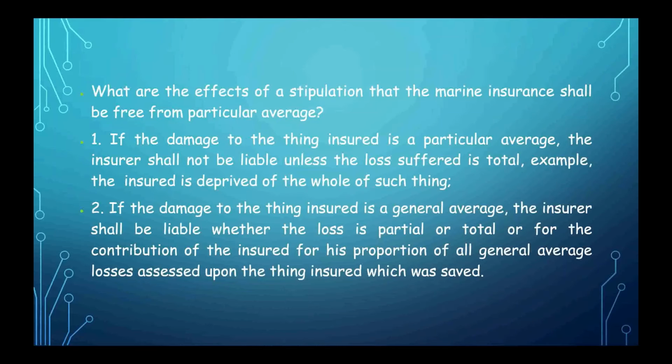Second, if the damage to the thing insured is a general average, the insurer shall be liable whether the loss is partial or total, or for the contribution of the insured for his proportion of all general average losses upon the thing insured which was saved.